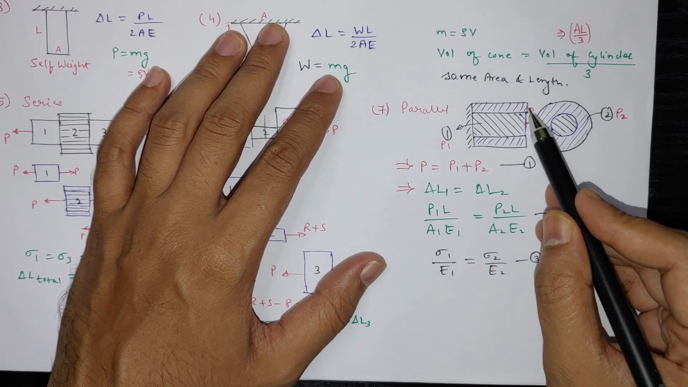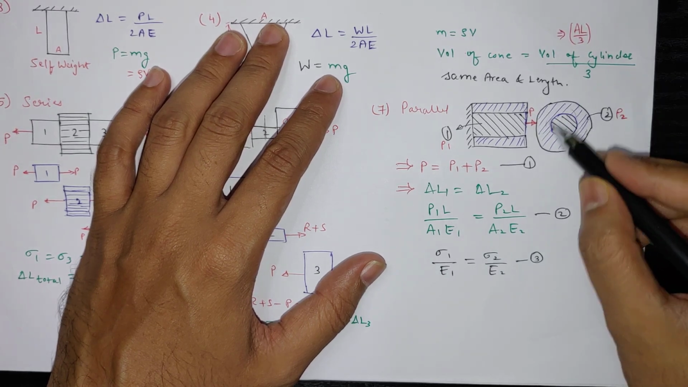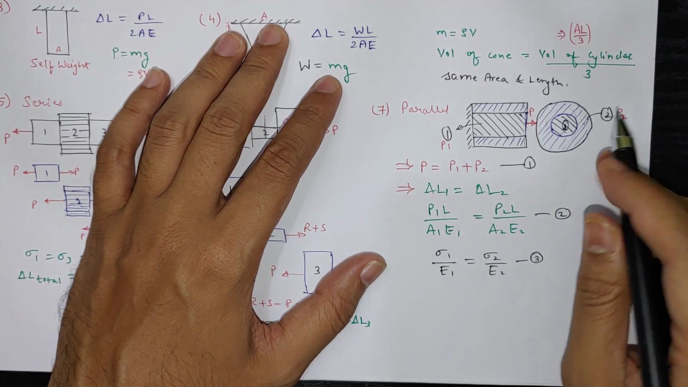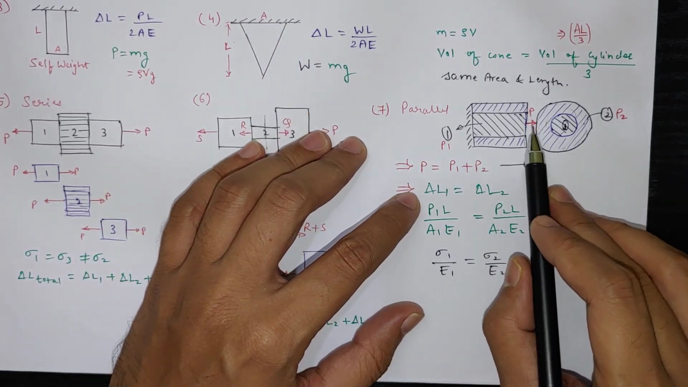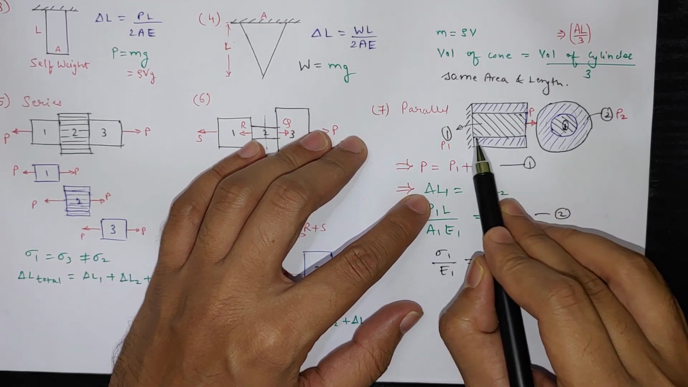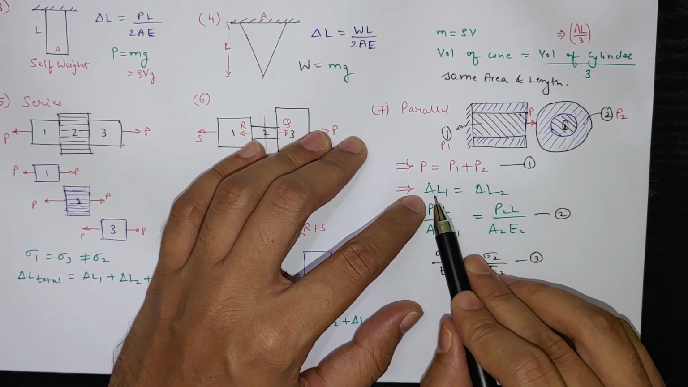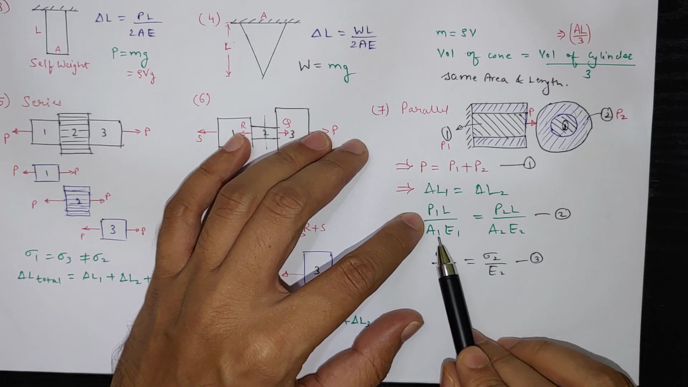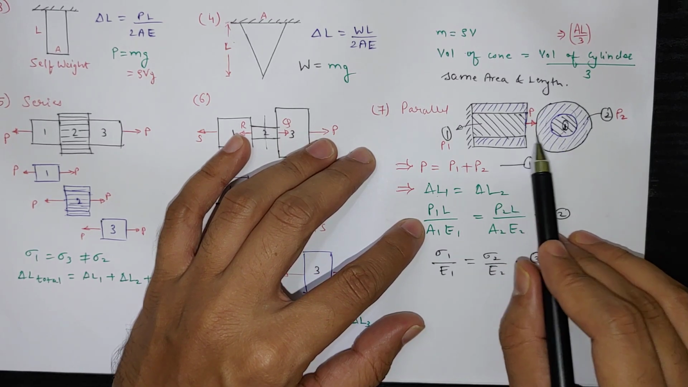This P is acting throughout this cross section. So in the entire cross section 1 and 2 the P is acting, so here it is 1, here outside it is 2. So P will be equal to P1 plus P2. Now if it is elongating, then delta L1, meaning delta L of the inner cylinder, equal to delta L of the hollow cylinder, which is 2. Delta L1 equal to delta L2. Delta L is PL by AE only, so P1 L by A1 E1, because the cross section is different, and the material of both is different, 1 and 2.